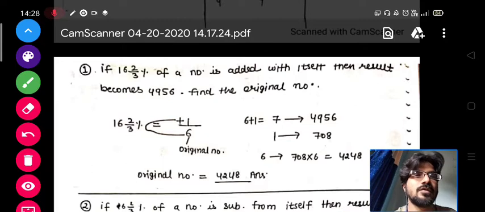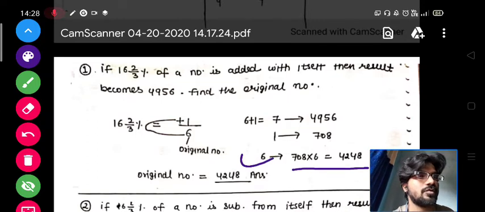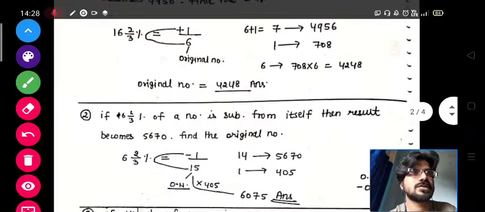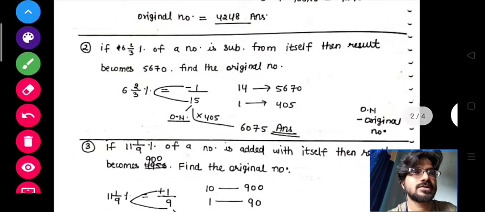Okay, so the value of the original number means 6. So what will be the value of 6? The value of 6 is 708 multiplied by 6, which is 4248. So you get the original number as 4248. Okay, we will take another question of this kind. If you don't understand it, repeat the video, you will understand it.